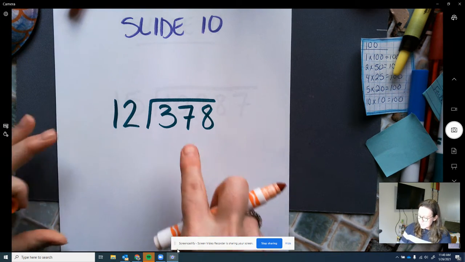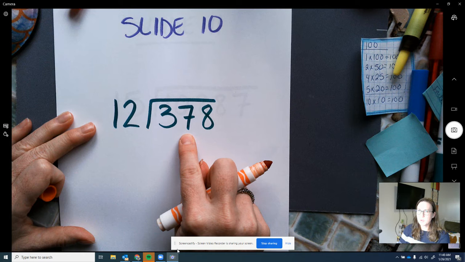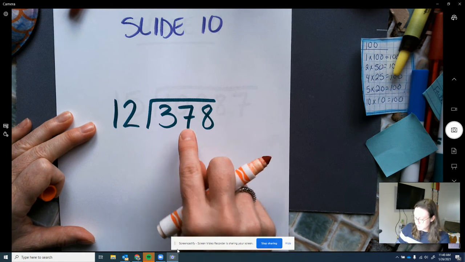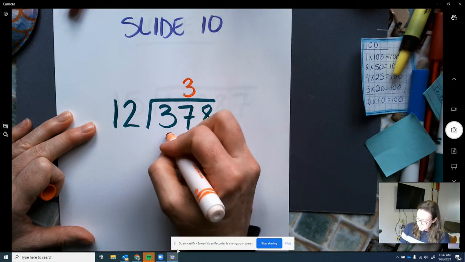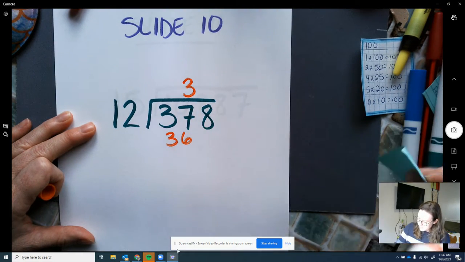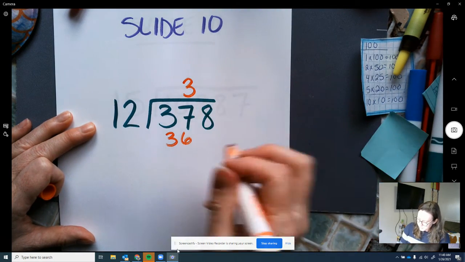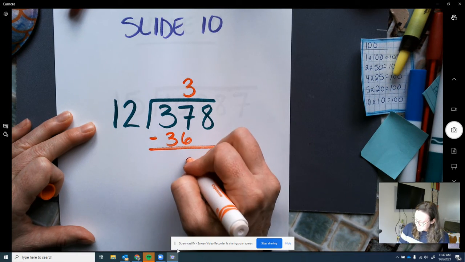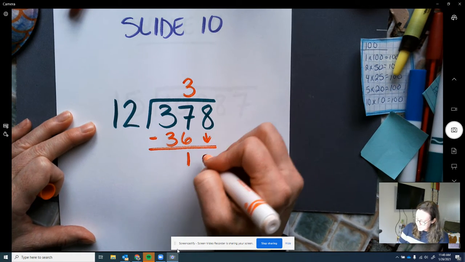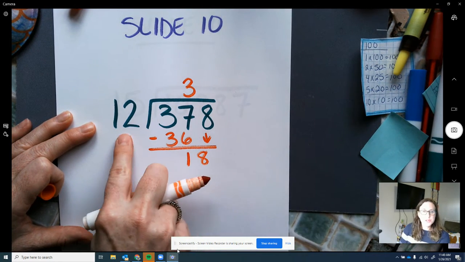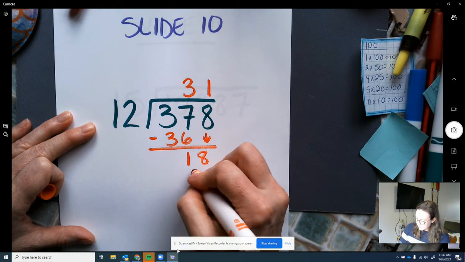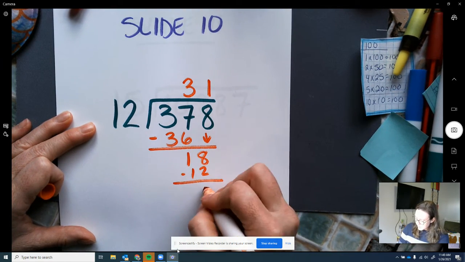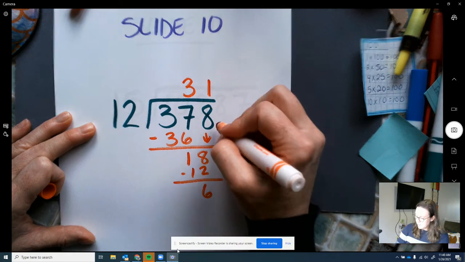12 goes into 37. Let's see, 12 times 2 is 24. 12 times 3 is 36. That is so close to 37, so it's got to be 12 times 3. 12 times 3 is 36. I didn't need my 8 quite yet. I've got 1 left over, and I bring down my 8. 12 goes into 18 one time. 1 times 12 is 12. And I've got 6 left over.